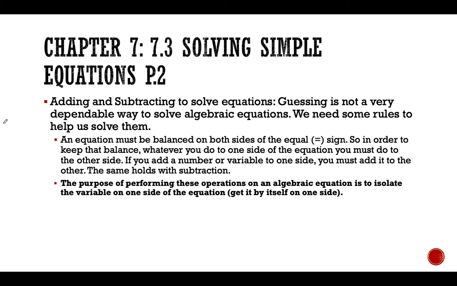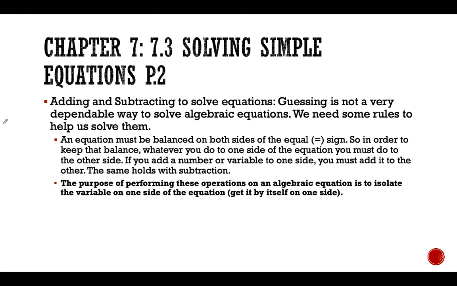Adding and subtracting to solve equations. Guessing is not a very dependable way to solve algebraic equations. We need some rules to help us. An equation must be balanced on both sides of the equal sign. In order to keep that balance, whatever you do to one side of the equation, you must do to the other side. Very important, whatever you do to one side of the equation, you must do to the other side to keep the equation balanced.